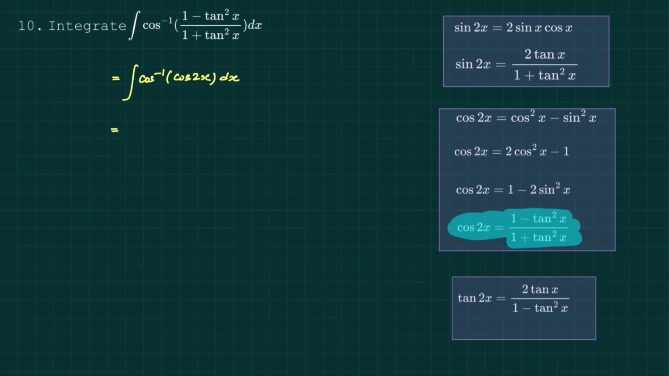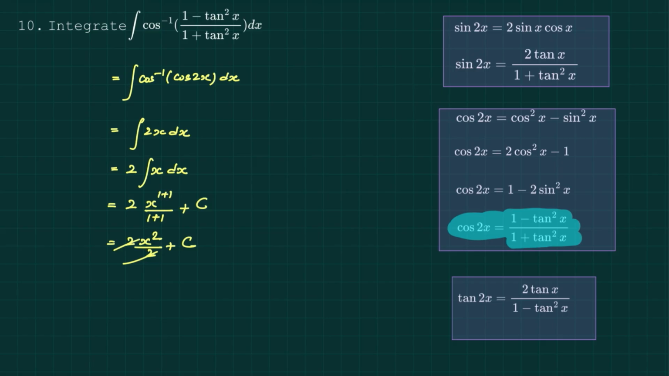Since we know that cos inverse of cos theta is theta only, here it will be integration of 2x dx. Taking 2 common, we will have 2 times integration of x dx. Using the formula, we will have 2 into x to the power 1 plus 1 divided by 1 plus 1, plus constant of integration, since the value of n was 1 there. So this equals 2x square by 2 plus c. The 2 and 2 cancel, hence my answer will be x square plus c.